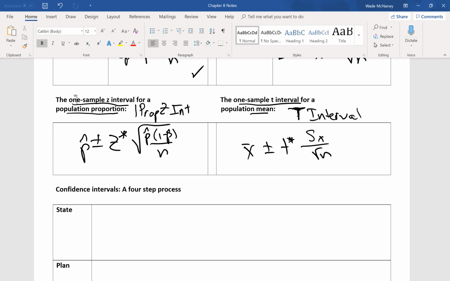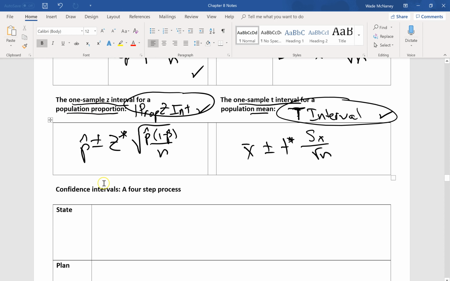Don't overlook these names. They'll be really important for you to know as we move on, especially when we start doing chapter 9 and chapter 10, and we end up having like 10 different names of different tests that we're going to do. You will have to know the names of the tests, so don't overlook the names of the tests.